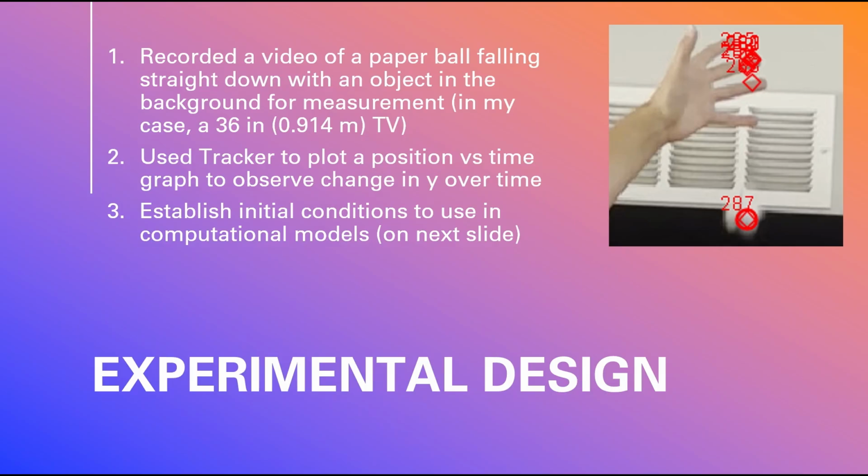For experimental design, I recorded a video of a paper ball falling straight down with an object in the background for measurement. In my case, I used a 36-inch TV because I didn't have a measurement tool on me. I didn't have a ruler or anything. But that came out to be 0.914 meters, and that's what I used for calibration. And then I used Tracker to plot a position versus time graph to observe changes in y over time. And I established initial conditions to use in computational models, which will be presented on the next slide.